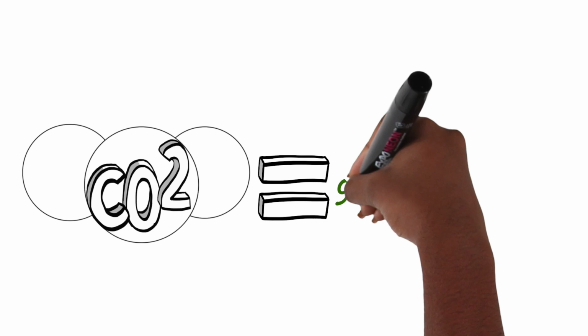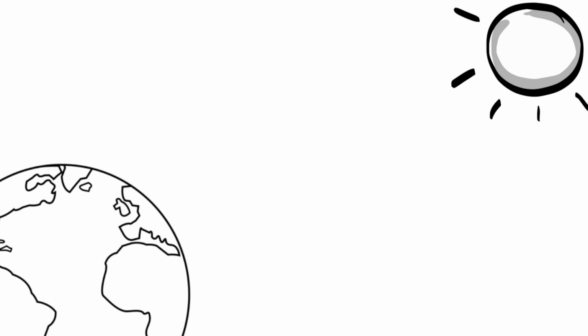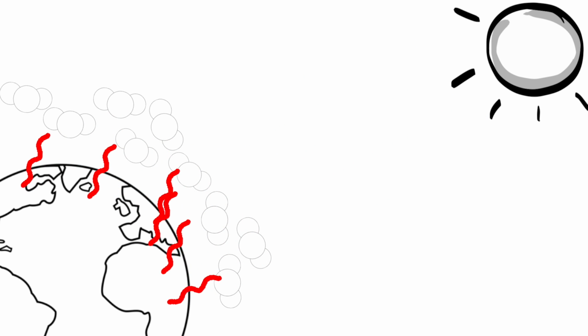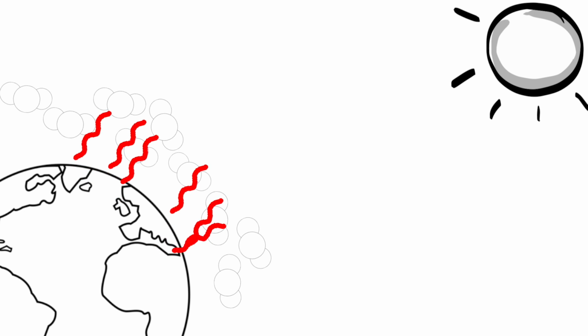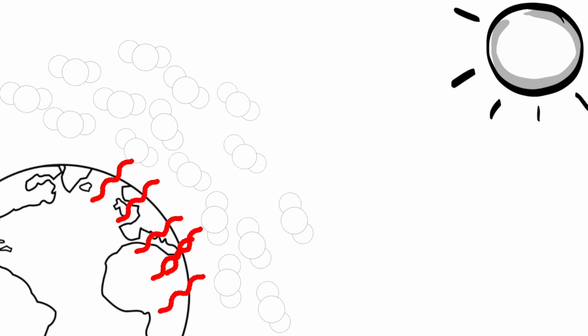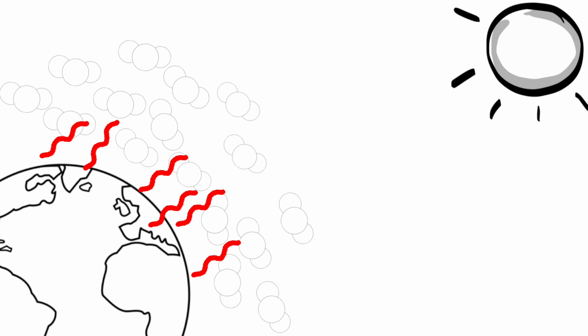Why is too much carbon dioxide a problem? Well, carbon dioxide, or CO2, is a greenhouse gas. Greenhouse gases, like CO2, form a layer in Earth's atmosphere that trap heat from the sun. This is called the greenhouse effect. Without the greenhouse effect, Earth would be too cold for living things to survive. But when too many greenhouse gases build up in the atmosphere, it traps more heat than we need.